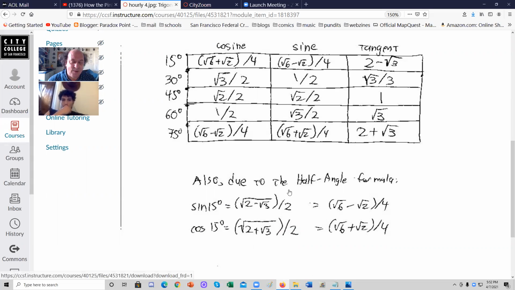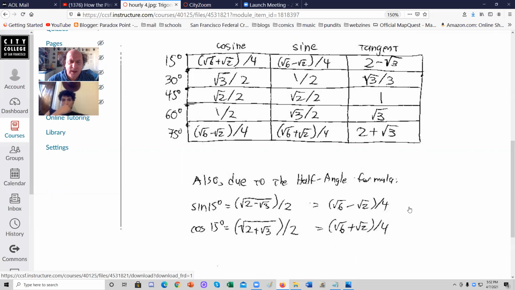You can also find sine and cosine of 15 degrees by the half angle formula and get this rather more gnarly formula. I don't really like it that much because it is a square root inside a square root. Same for cosine, and again, I don't really like these that much. These happen to equal, like I say, these values here, and I personally prefer these.